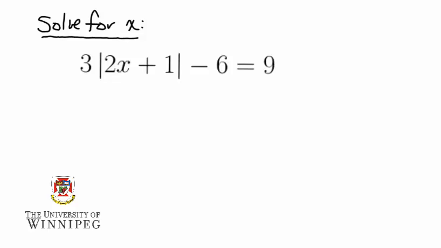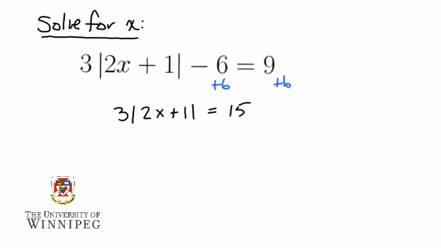In this example, we're going to solve an absolute value equation. When dealing with an absolute value equation, the first thing you want to do is isolate the absolute value portion on one side of the equal sign. So what I'm going to do first is add 6 to both sides. That's going to give us 3 times the absolute value of 2x plus 1 is equal to 15.